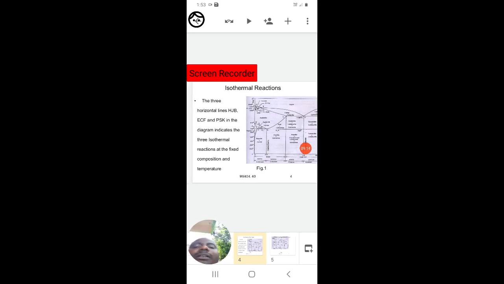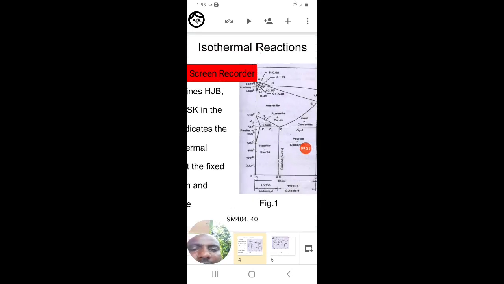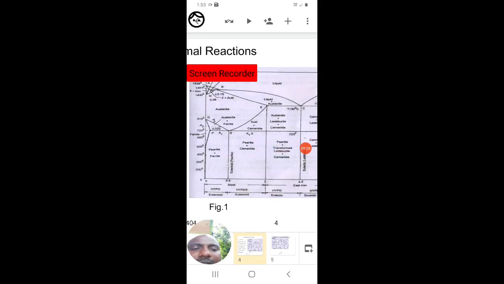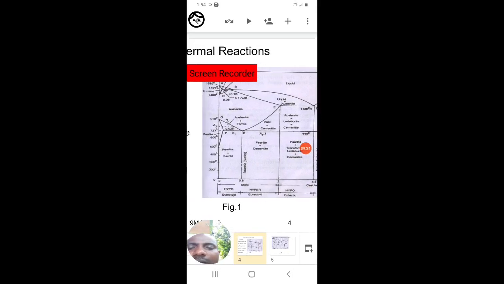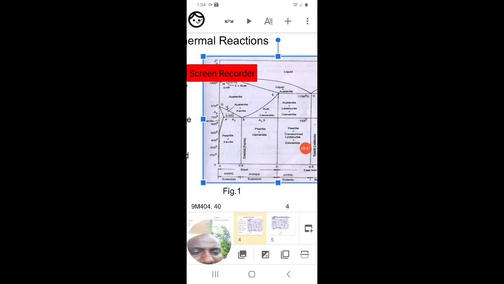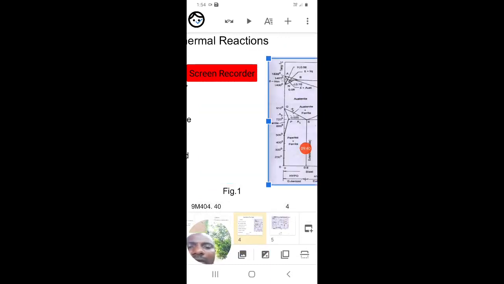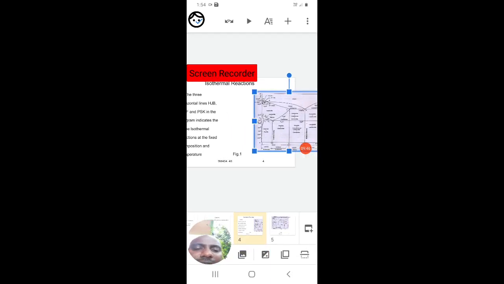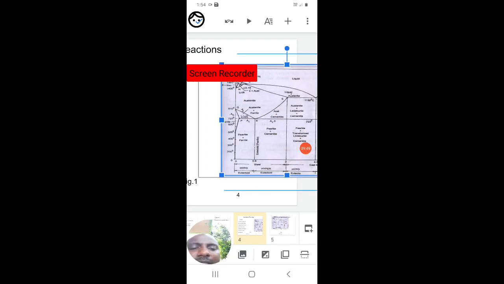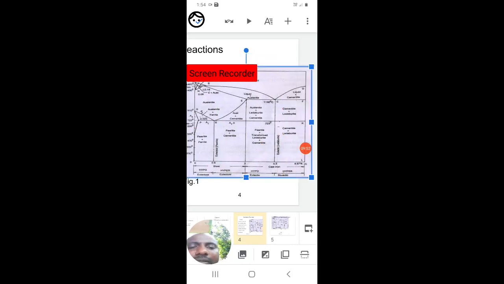Today's isothermal reactions are on three horizontal lines: HJB, ECF and PSK. The first one is PSK. Next, the second one is HJB. Where is the HJB?